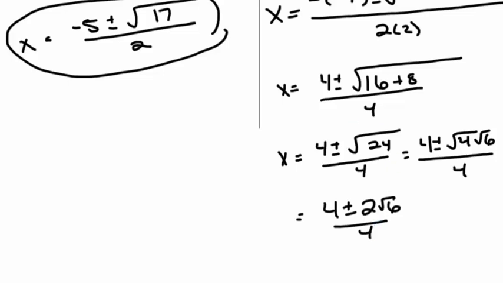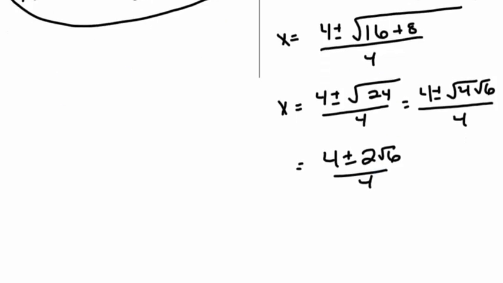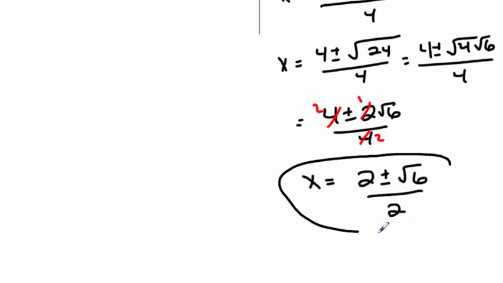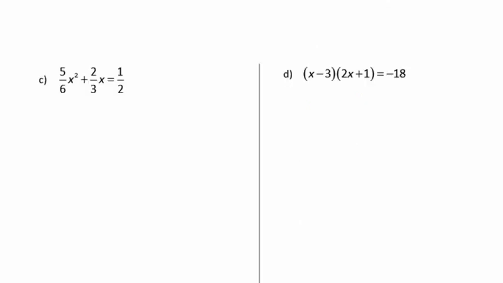And now we're going to divide everything by 2 to simplify. So it's going to become a 2, a 1, and a 2. That's the same thing as factoring out the 2 and then reducing. So my final answer here is 2 plus or minus the square root of 6 over 2. And again, that is two separate answers, 2 plus the square root of 6 over 2, and 2 minus the square root of 6 over 2.